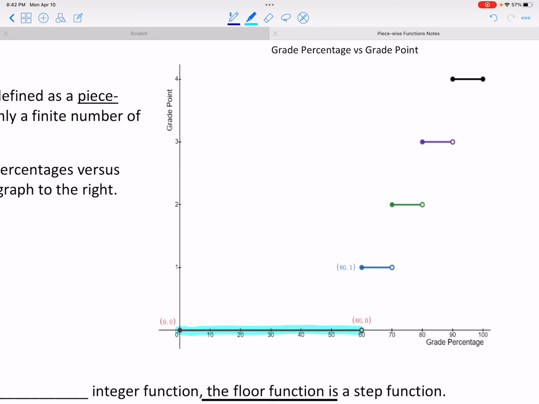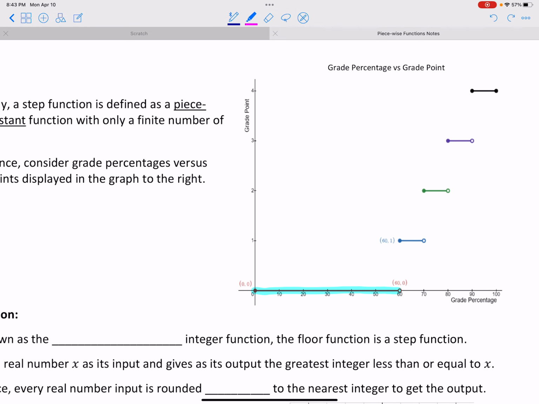Where if you earn something between 60 and a 70, not including the 70, oops, you can see that open circle there, then you're going to get 1 point. If you earn a grade percentage between 70 and 80, not including the 80, that would be a C and you're going to get 2 points. If you score between an 80 and a 90, not including the 90, that would be a B and you're going to get 3 points. And if you score between 90 and 100, including the 90 and 100, that's an A and you're going to get 4 points.